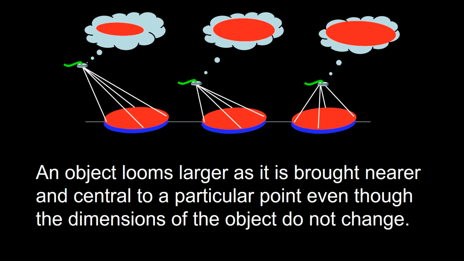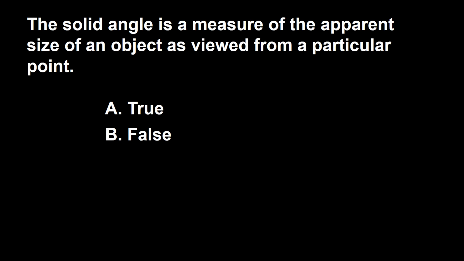By the same token, when the electrode is closer to the target but off-center, the object will look smaller than when the electrode is at the same distance but is also centered. So the answer to this question is true.